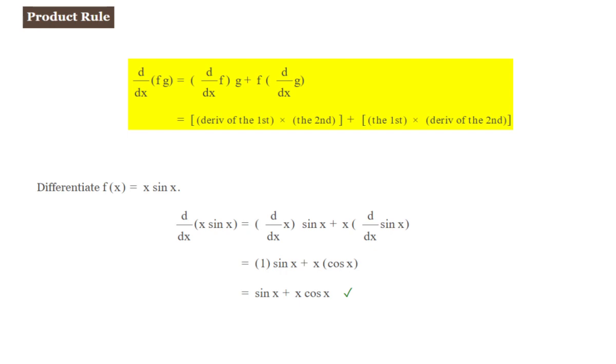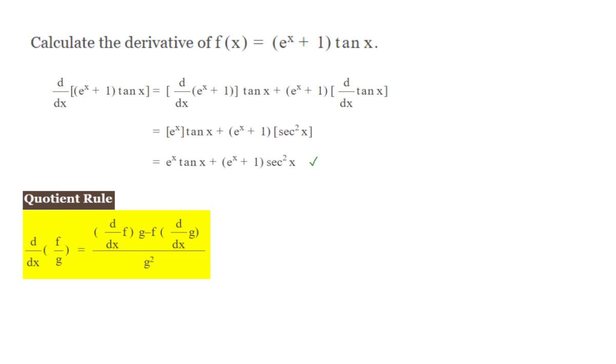So derivative of x into sin x is derivative of the first function into second function plus first function into derivative of second function. So derivative of x is 1 into sin x, plus x into derivative of sin x, that is cos x. So that is equal to sin x plus x cos x. So next question.